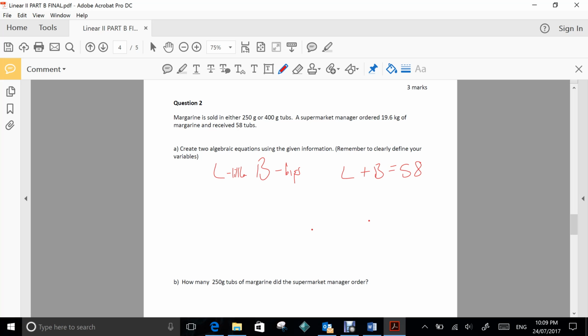And the weight of little tubs, so that's 0.250 times the number of little tubs, plus the weight of the big tubs, 0.400 times the number of big tubs, has to equal a total of 19.6. Now it's really important that you get your units right. I've converted the grams into kilograms in order to work this out.